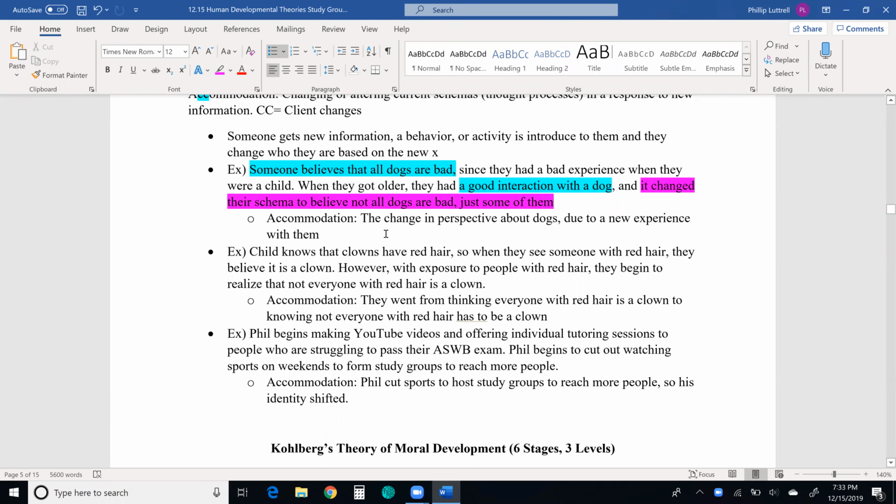So they begin to believe that not everyone with red hair is a clown. So the accommodation component here is they went from thinking everyone with red hair is a clown to knowing not everyone with red hair has to be a clown. So it's changing how they think and how they operate in the world.